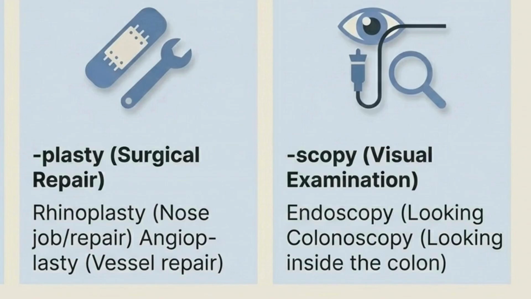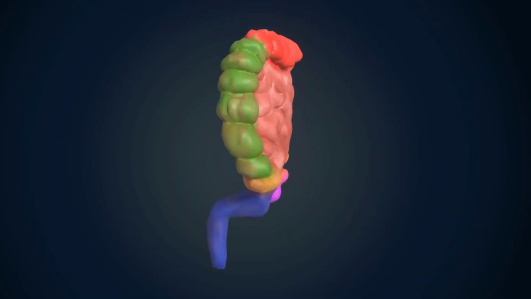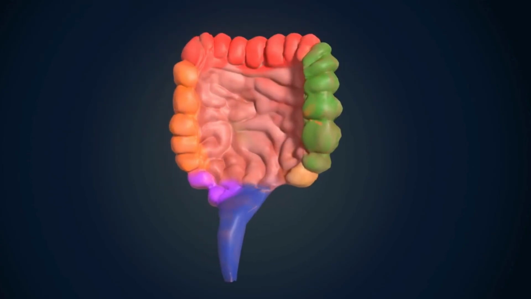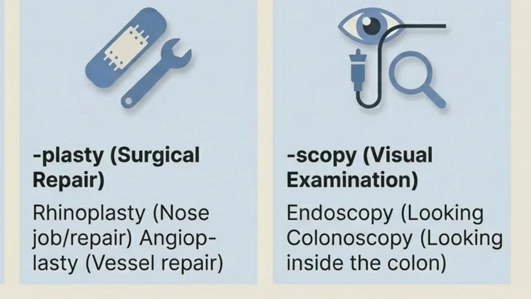The last one in the fix-it suffixes, we have scopy. Scopy refers to visual examination. We want to look at something. For example, endoscopy. We want to look inside of something. When someone has an endoscopy, that means we want to visually look at the inside of him by using this instrument that is called an endoscope. If we want to visually see the colon from the inside, we would use an instrument called a colonoscope. The process itself is called colonoscopy. So scopy is for visual examination.